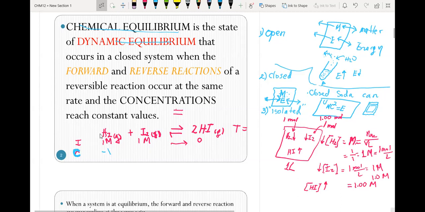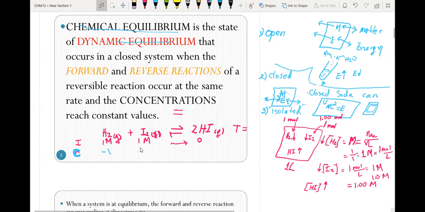And that depends on the stoichiometric coefficient. Here it is one, so minus X. If the coefficient was 2, it's going to go down by minus 2x. If the coefficient was 3, the change will be minus 3x. What about the change for I2?